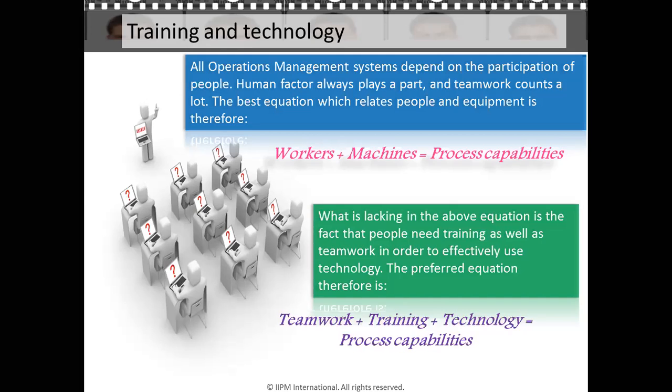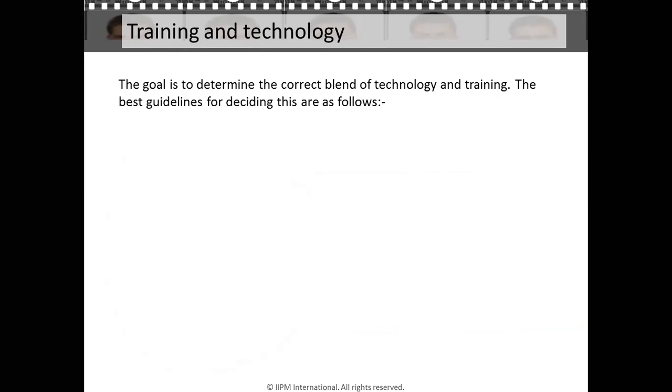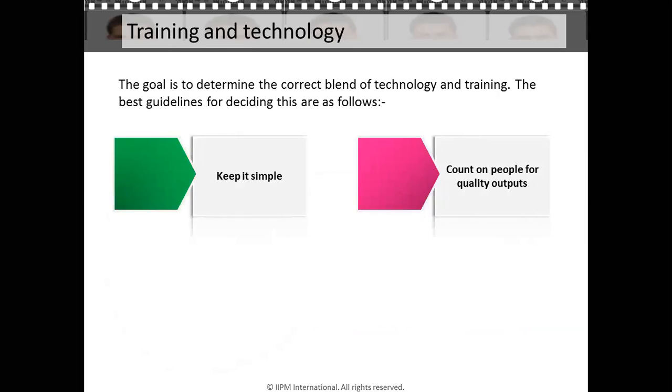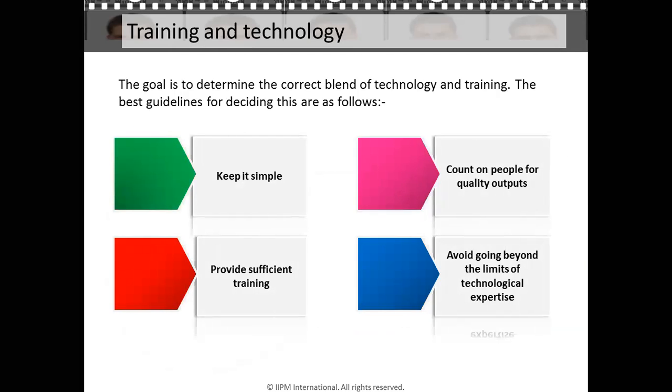What is lacking in the above equation is the fact that people need training as well as teamwork in order to effectively use technology. The preferred equation, therefore, is teamwork plus training plus technology will give you process capabilities. The goal is to determine the correct blend of technology and training. The best guidelines for deciding this are as follows. Keep it simple, count on people for quality outputs, provide sufficient training, and avoid going beyond the limits of technological expertise.